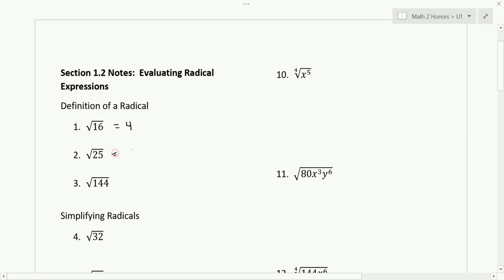Square root of 25 is 5. Square root of 144, 12. Square root of 625, 25. Good. So, how about the square root of 32, though?